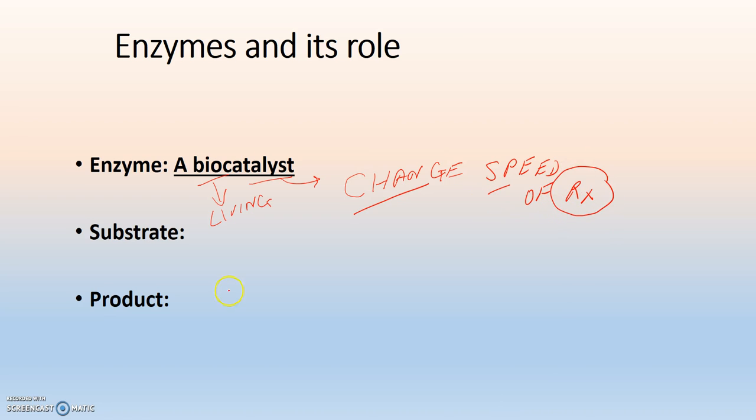Rx is reaction. What's a substrate? Substrate, so here's a reaction. A plus B is giving you C. A plus B are the substrate, the reactants. C is the product, what is being produced in a reaction.